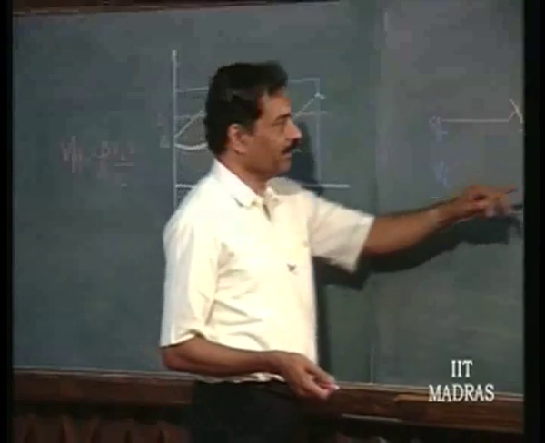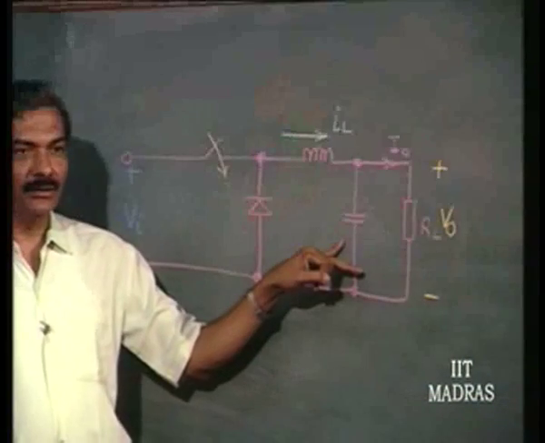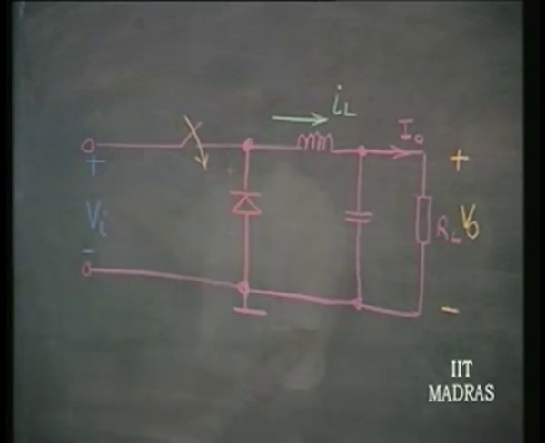This is quite often the mistake that is committed. You will be surprised to see, if you are using a bad capacitor, that the ripple is more than what you have estimated using this. Okay.